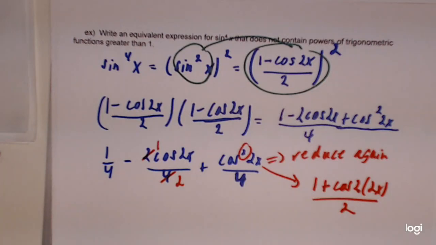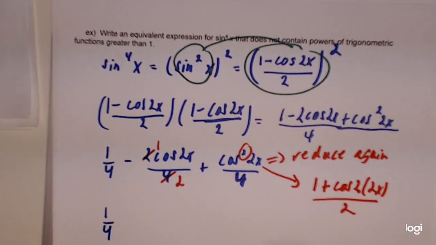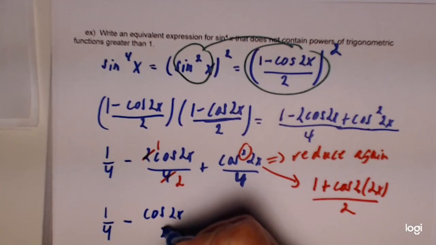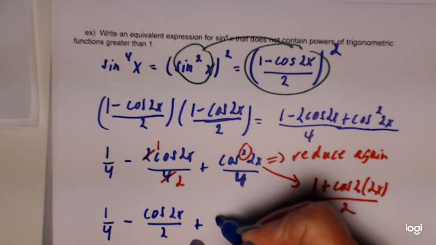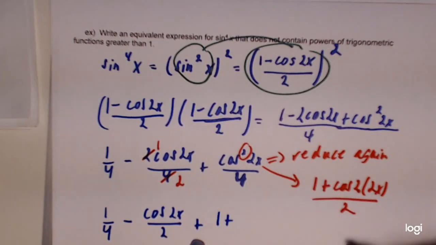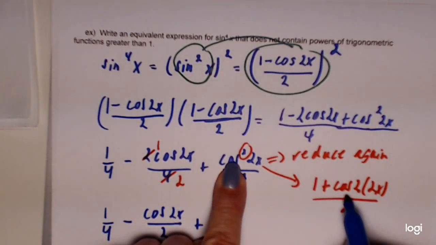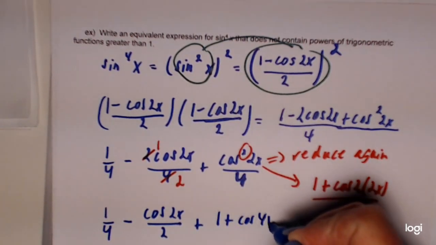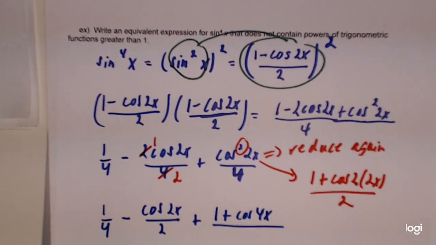So let's go back. We have 1 over 4 from here. We've reduced this, so it's minus cos 2x over 2. And now over here, we have 1 plus, in our numerator, it's now 1 plus cosine 2 times 2x. So 1 plus the cosine of 4x. 2 times 2x is 4x.